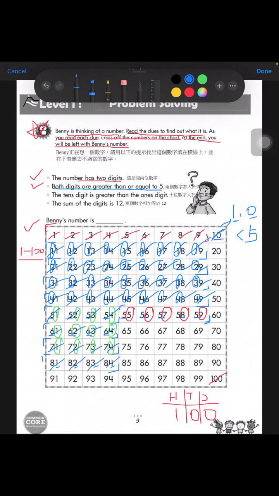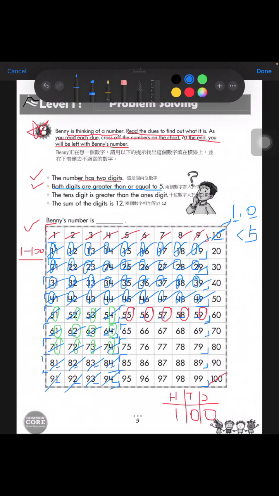Okay, from 91 to 94, the digits in the 1 place are 1, 2, 3, 4, less than 5, so cross them out. For the other numbers, for example, from 65 to 69, 75 to 79, 85 to 89, and 95 to 99, we don't need to cross them out because both digits in these numbers are greater than or equal to 5. And these agree with the second clue.